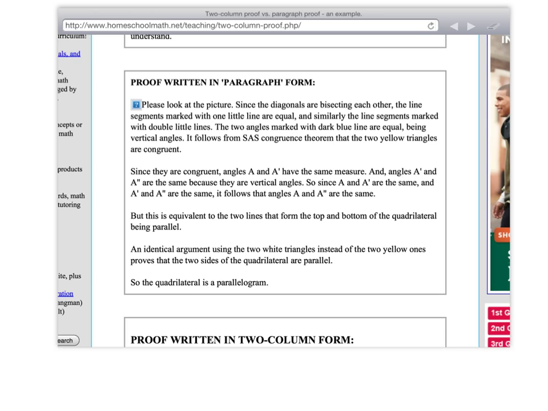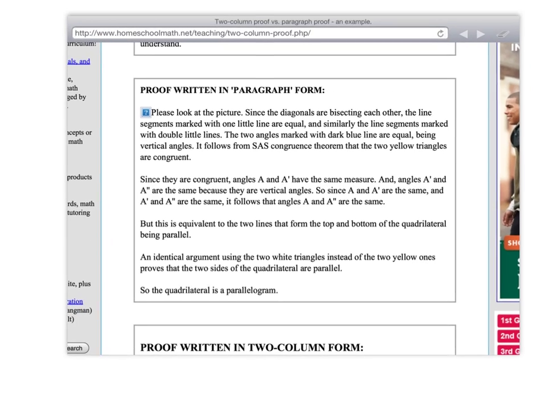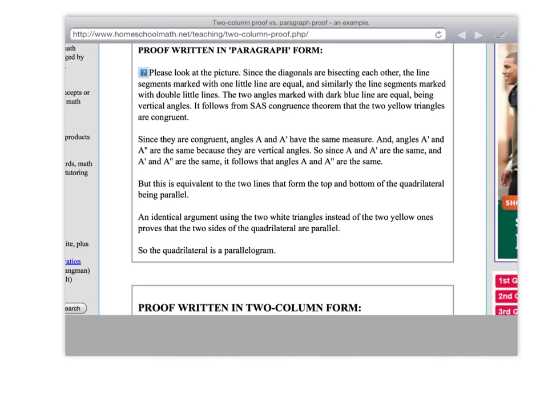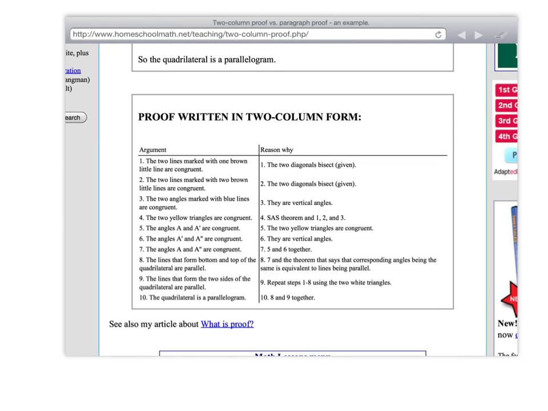Now, one option for writing a proof is writing it in a paragraph. So here, the author wrote all of his or her thought processes in an organized, logical fashion to prove that the quadrilateral is a parallelogram. Now, the most common proof that we're going to be utilizing a lot is this one. It's called the two-column proof.